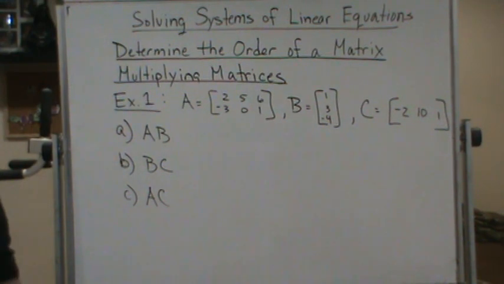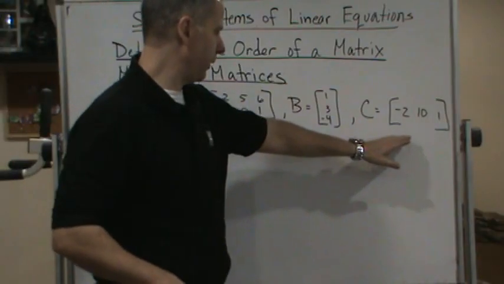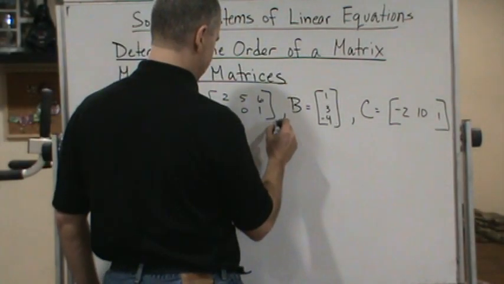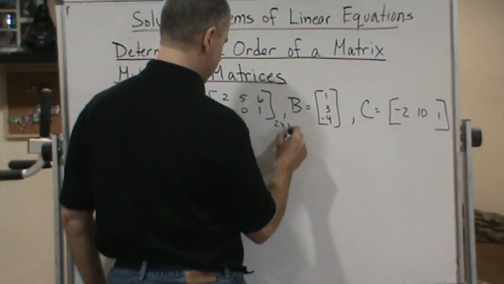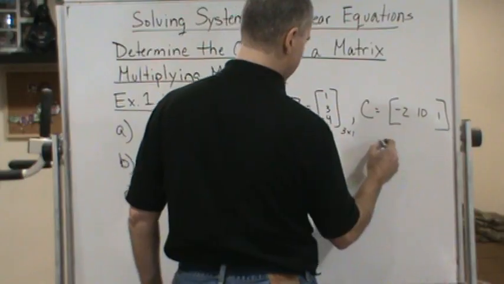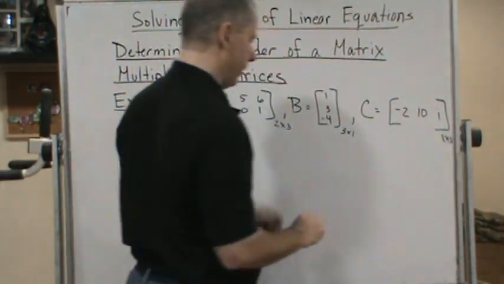All right, let's do an example of matrix multiplication. So here are our three matrices. Notice that this is a 2 by 3 matrix. This is a 3 by 1. And this is a 1 by 3.